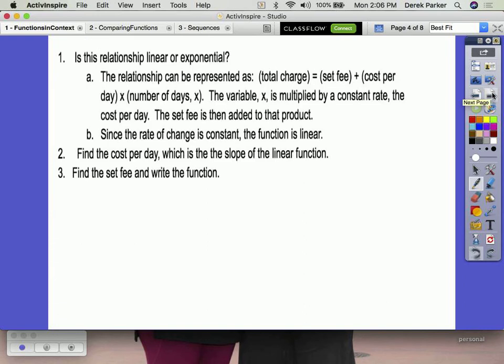First question, is it linear or exponential? The relationship can be represented as total charge equals set fee plus cost per day times number of days x. The variable x is multiplied by a constant rate, the cost per day. The set fee is then added to that product. Since the rate of change is constant, this function is linear. Second step, find the cost per day, which is the slope of the linear function, and then find the set fee and write the function.